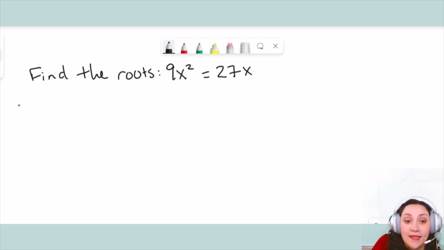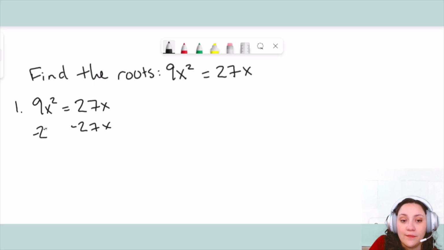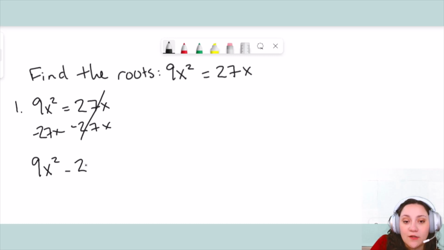So I need to first put it into standard form, right? And so I'm just going to rewrite the equation as I'm given, and it needs to be in standard form with the other side equal to 0. So I'm going to subtract 27x from both sides because I don't want it over here. So then I have 9x² - 27x = 0. So now I'm in standard form and I'm equal to 0.